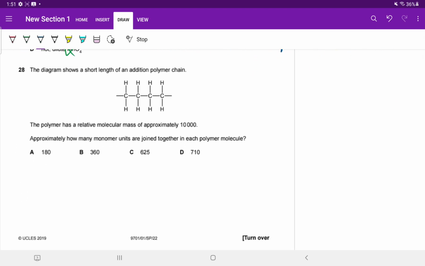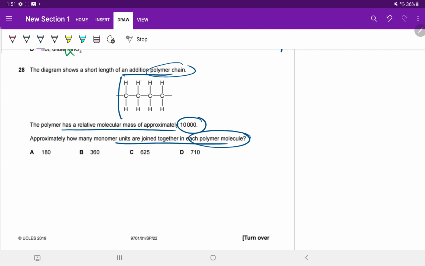Question number 28. The diagram shows a short length of addition polymer chain. The polymer has a relative molecular mass of approximately 10,000. Approximately how many monomer units are joined together in each polymer molecule? Okay, so over here we can simply identify this is one monomer unit because these are the repeat units. So this has to be our one repeat unit over here. So our monomer shall be carbon double bonded with carbon and 4 hydrogens over here.